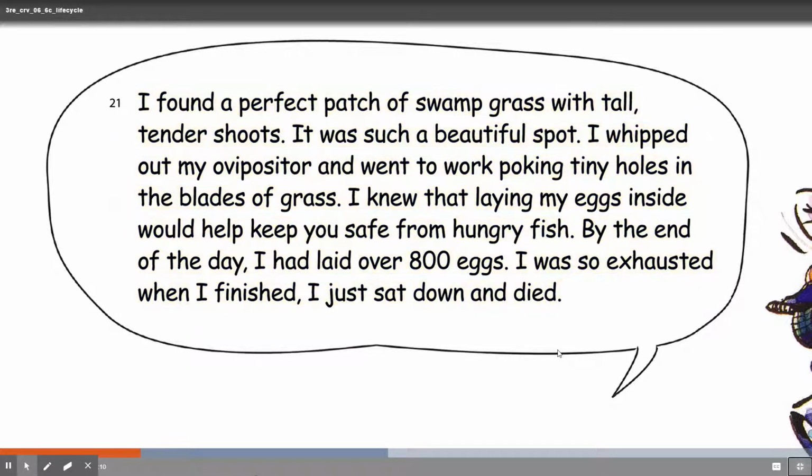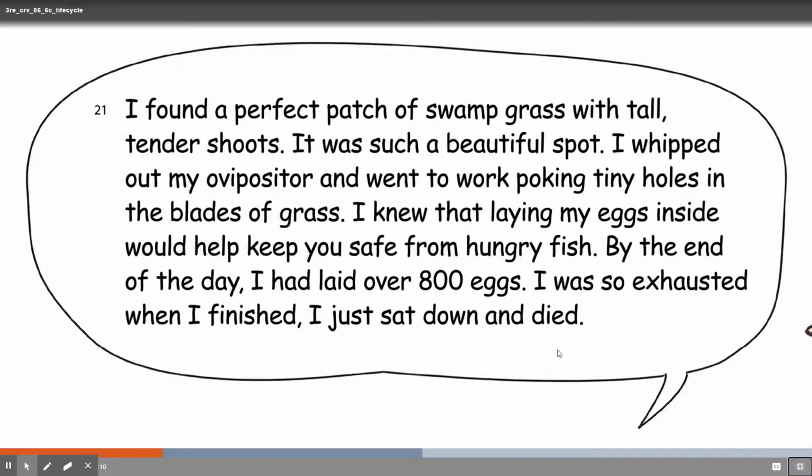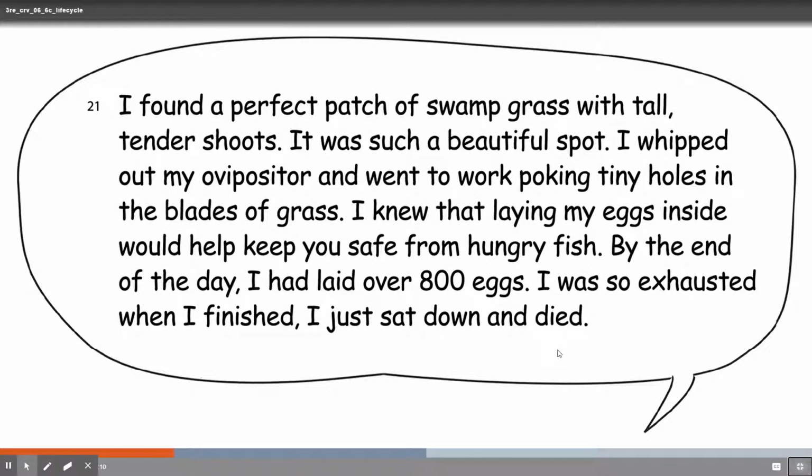Nice job. So authors typically write with a purpose in mind. Let's look closely at what's happening in this part of the text, and maybe we can get a clue to the author's purpose. Dahlia the dragonfly's mother is remembering the sequence of events, or the order in which things happened, the day she gave birth to Dahlia. What's the first thing she did? Dahlia's mother found the perfect patch of swamp grass, a place where the grass was tall and tender. She remembers it as a beautiful spot, and she needed to find tender shoots for a specific reason. Text says, I whipped out my ovipositor and went to work poking tiny holes in the blades of grass.